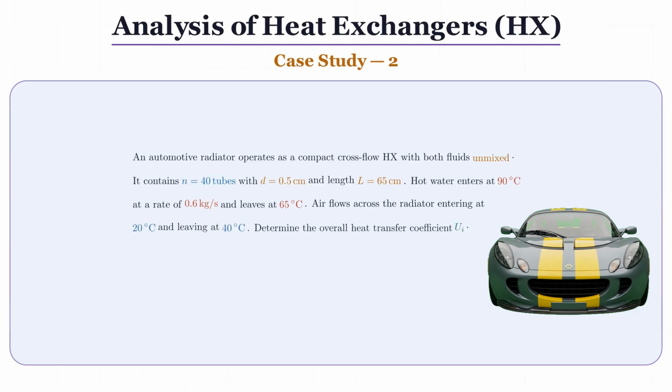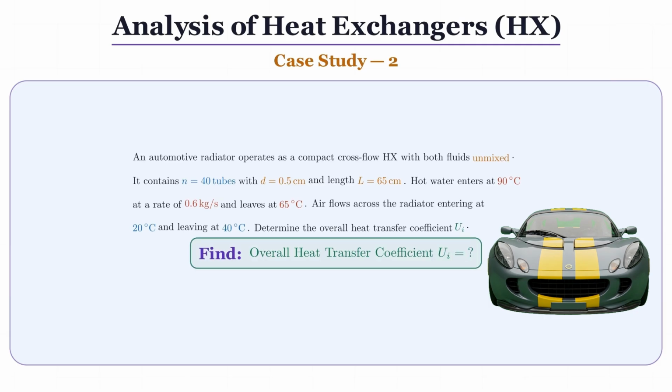The water flows at a rate of 0.6 kilograms per second and exits the radiator at 65 degrees Celsius, a drop of 25 degrees, which represents a very specific quantity of heat that the radiator must continuously reject. Air flows perpendicularly across the tube bundle, entering at 20 degrees Celsius and leaving at 40 degrees Celsius. Our task is to determine the overall heat transfer coefficient, U sub I, referenced to the inner surface area of the tubes. The engineering objective is clearly stated.